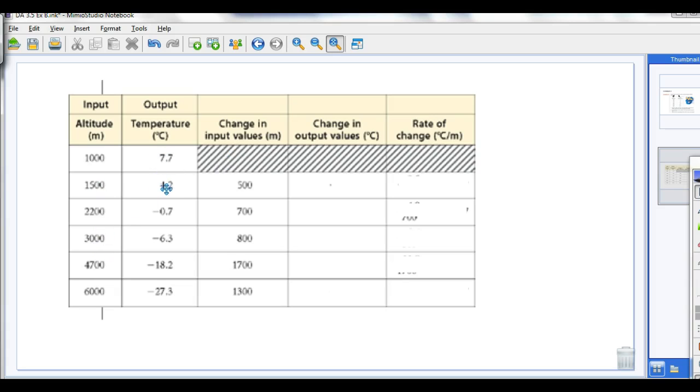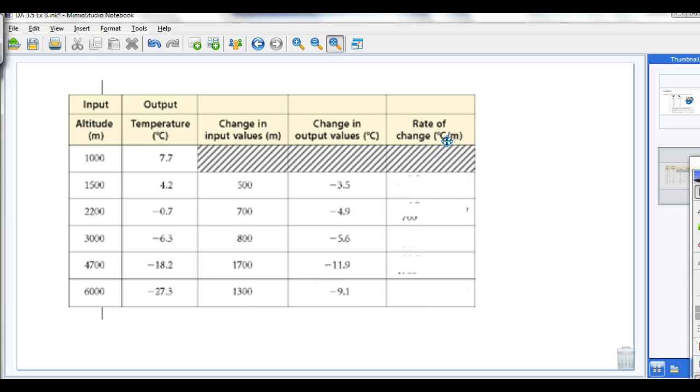All right, so then in the temperature, how much did I go from 7.7 to 4.2? And that would be negative 3.5. 4.2 to negative 0.7, that's going to be negative 4.9. Negative 0.7 to negative 6.3 is negative 5.6. Negative 6.3 to negative 18 is going to be negative 11.9, and between these two is negative 9.1.